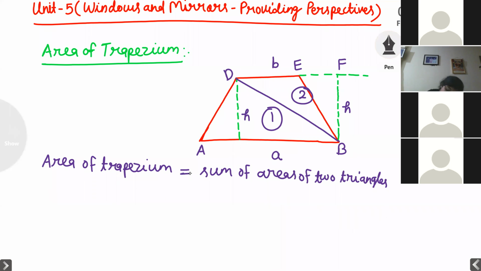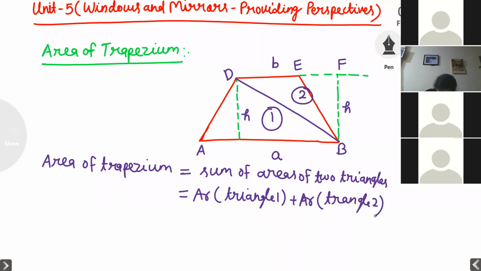Sum of the areas of two triangles: area of first triangle is 1 by 2 into base into height. I will write it some other way so it will be clear. Area of trapezium equals area of triangle 1 plus area of triangle 2.